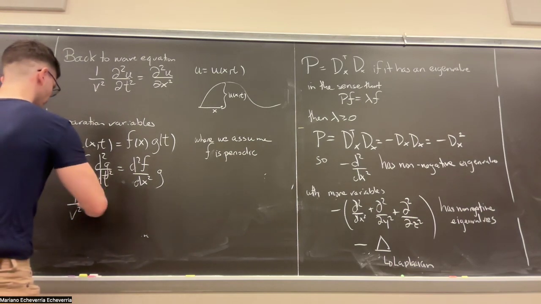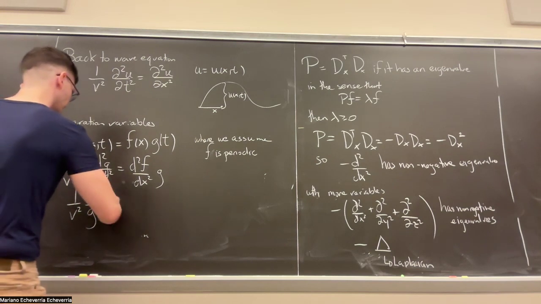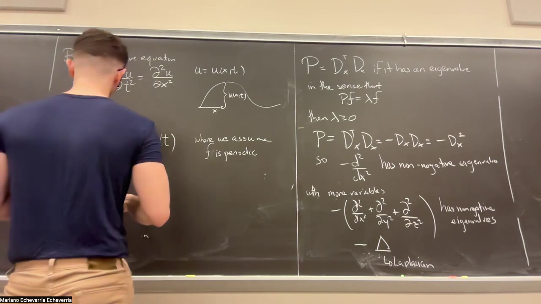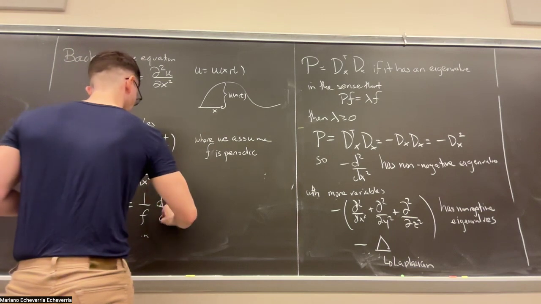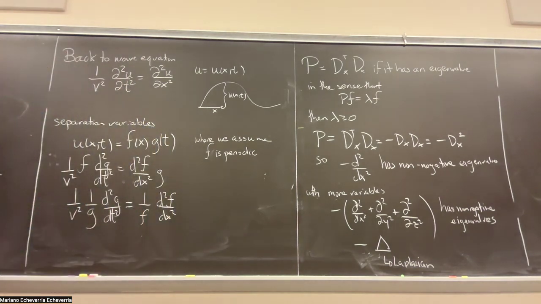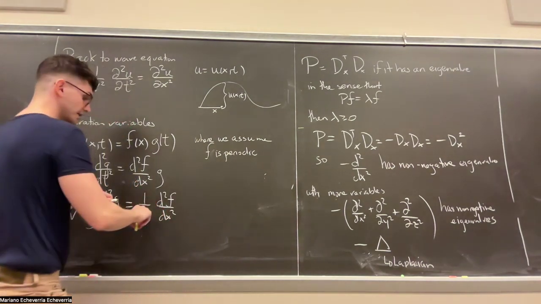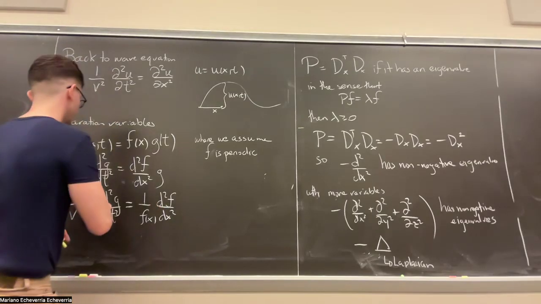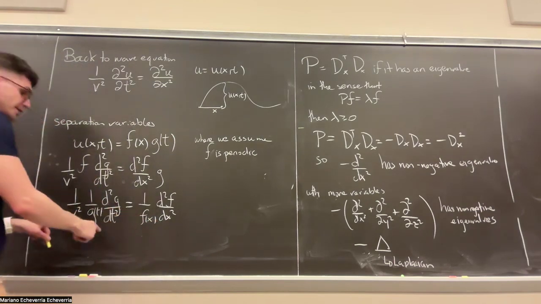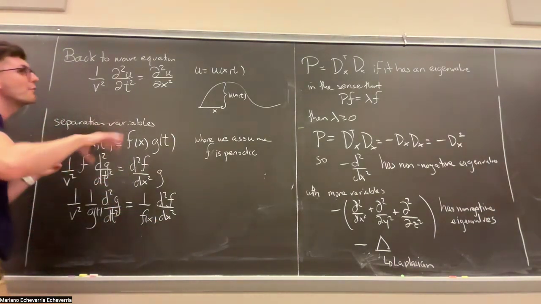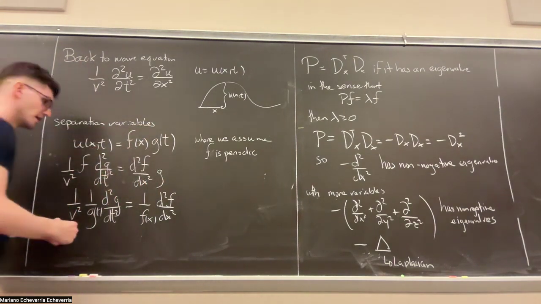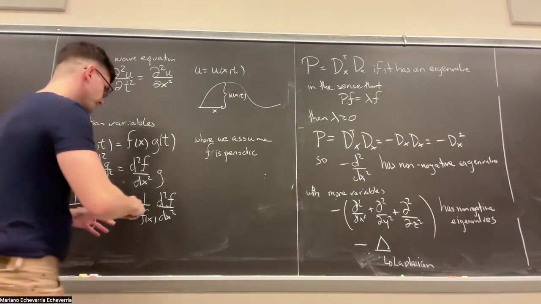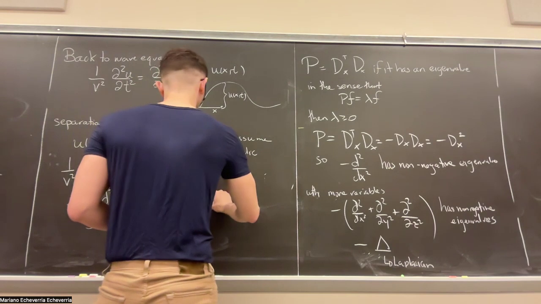So 1/(v² g) times the second derivative of g equals 1/f times the second derivative of f with respect to x. Right? What is the point of doing it this way? The right hand side is a function of x exclusively, and the left is a function of t exclusively. So the only way for something that depends on x to equal something that depends on t is for each to be itself a constant. So all of this must be a constant.